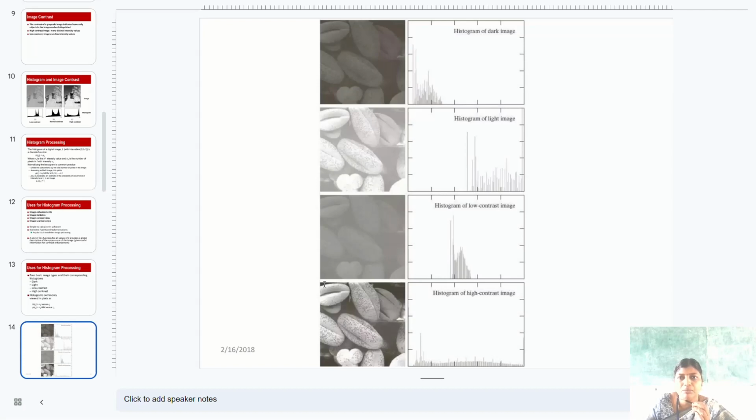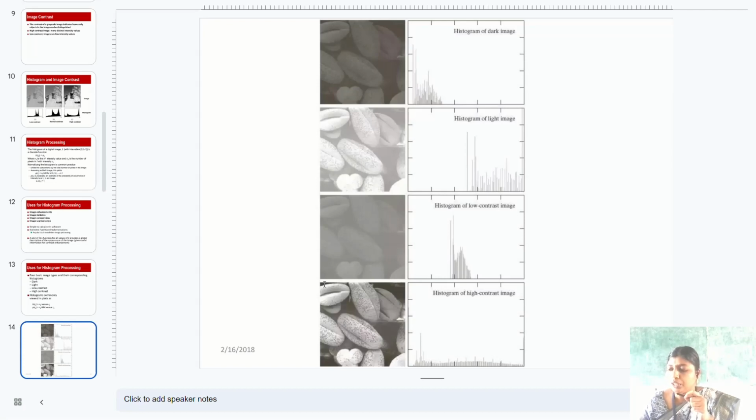Here the first image is the histogram of a dark image. The histogram of a dark image represents that the image is said to be darkened. We note in the dark image that the components of the histogram are concentrated on the low, that is, the dark side of the intensity scale. Similarly, the components of the histogram of a light image are biased towards the high side of the scale.